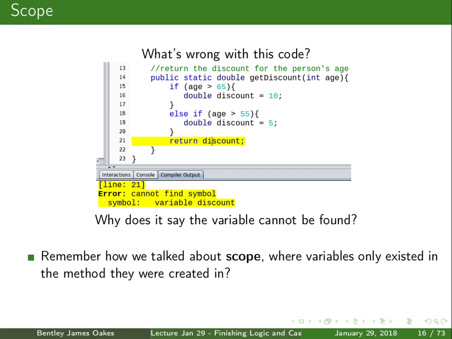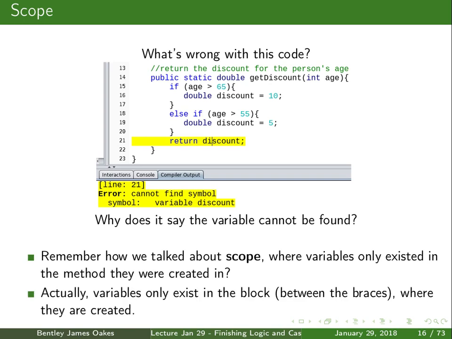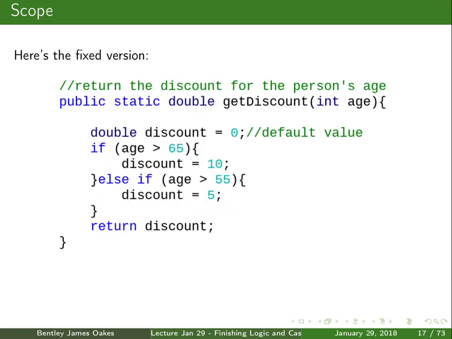This actually goes back to scope, where I was talking about how if you declare a variable in one method, it can't be accessed in another method. So actually, it's a little bit more nuanced than that. What we say is that variables only exist in the block within the braces where they were declared or created. I'm going to tell you what that means after I show you the fixed version of getDiscount.